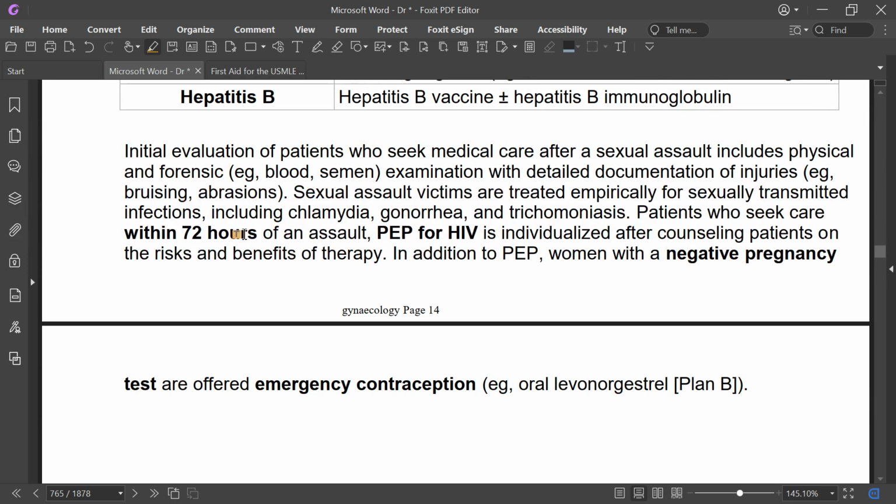For patients who seek care within 72 hours of an assault, post-exposure prophylaxis for HIV is individualized after counseling the patient on the risk and benefit of the therapy. In addition, women with a negative pregnancy test are offered emergency contraception, oral levonorgestrel.